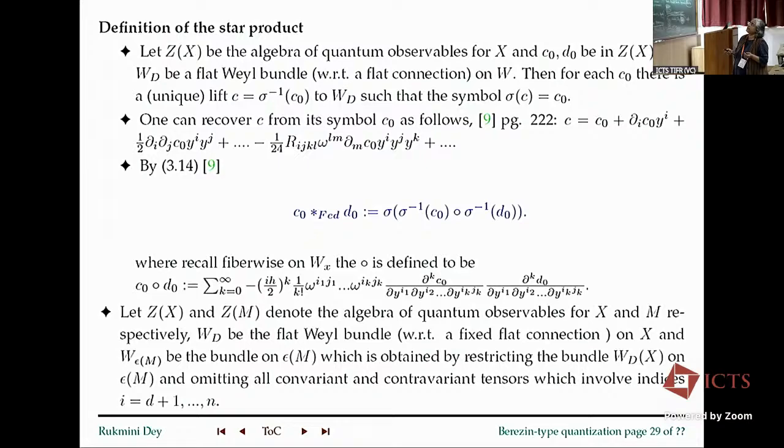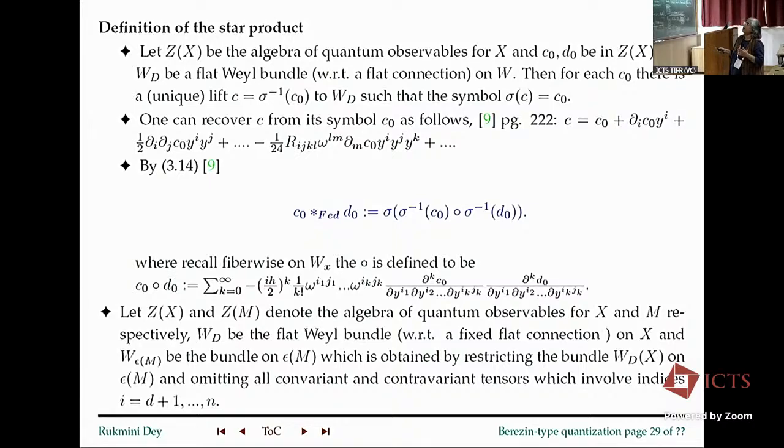So now Zx be the algebra of quantum observables for x. How did Fedosov define the star product? Well, that was a long story, but what he does is first constructs a flat connection on the Weil bundle. And then for each C0, there is a unique lift, sigma inverse C0, to this flat connection. We need flat connections for this special uniqueness property. So sigma C is sigma, so this is the symbol of C.